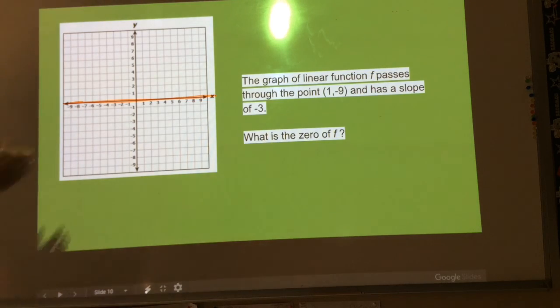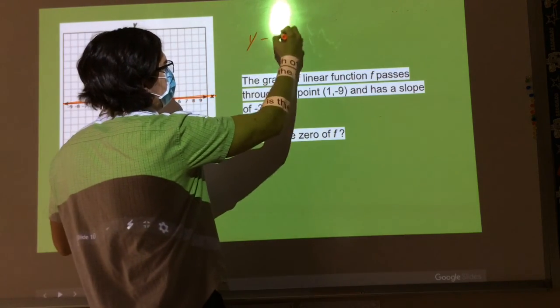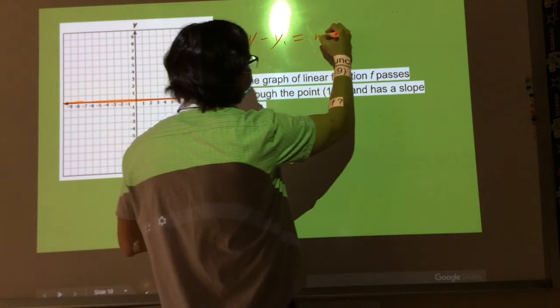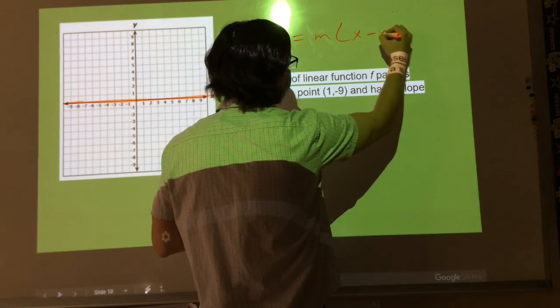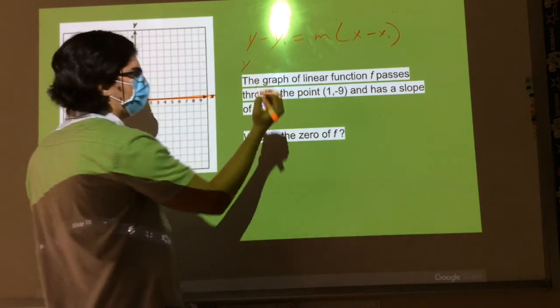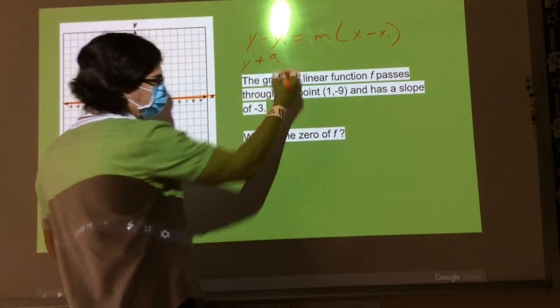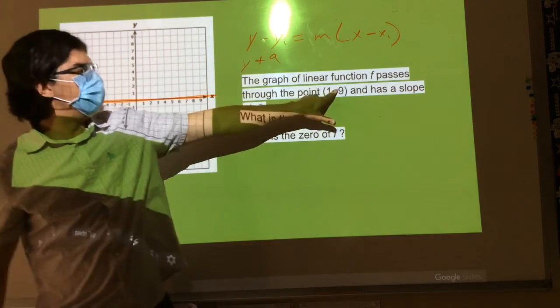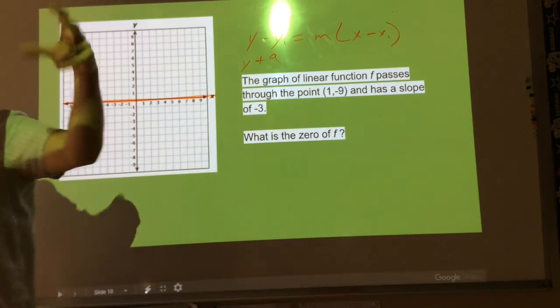Okay, formula. y minus y1 equals m parentheses x minus x1. Can somebody plug in the information that we have for this chart? It'd be y plus 9. Good. Everybody see why you got plus? Because it's minus a negative. Minus a negative becomes a plus.